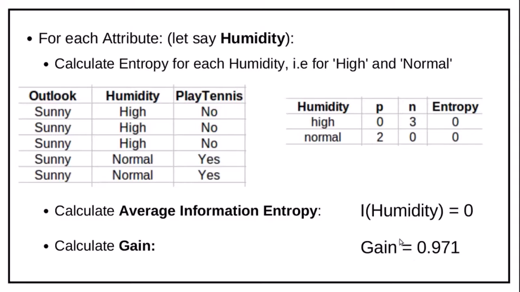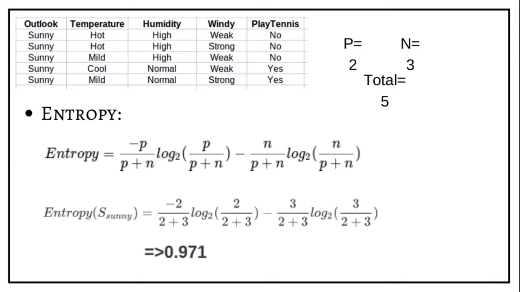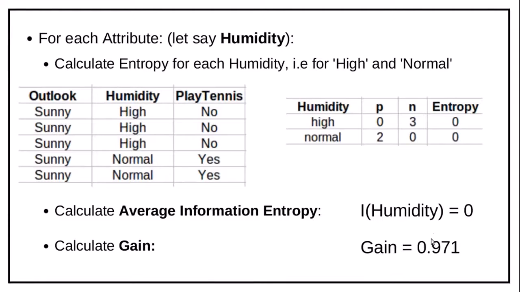Now you have to calculate the gain. So what was gain? According to the previous formula, entropy minus I of humidity. So how much entropy did we get? That was 0.971. And what is the humidity value we got? 0. So 0.971 minus 0, that will be 0.971.